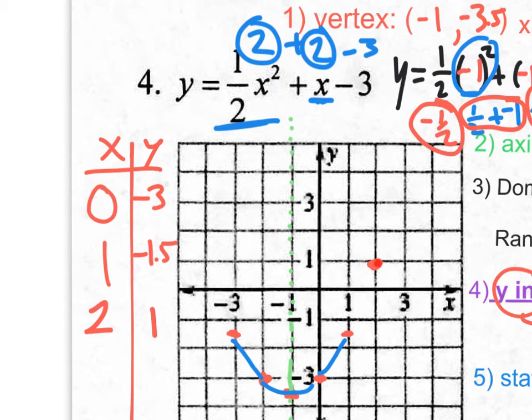How many units is it? It's 1 unit, 2 units, 3 units. So let's go 3 units to the left. 1, 2, 3, and put a dot right there. And I think this is a great parabola. You could just put some arrows on it. Any questions?